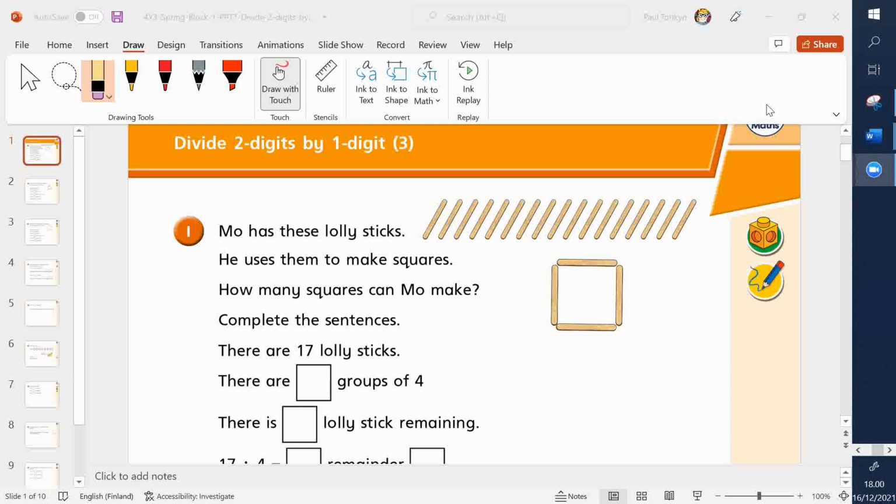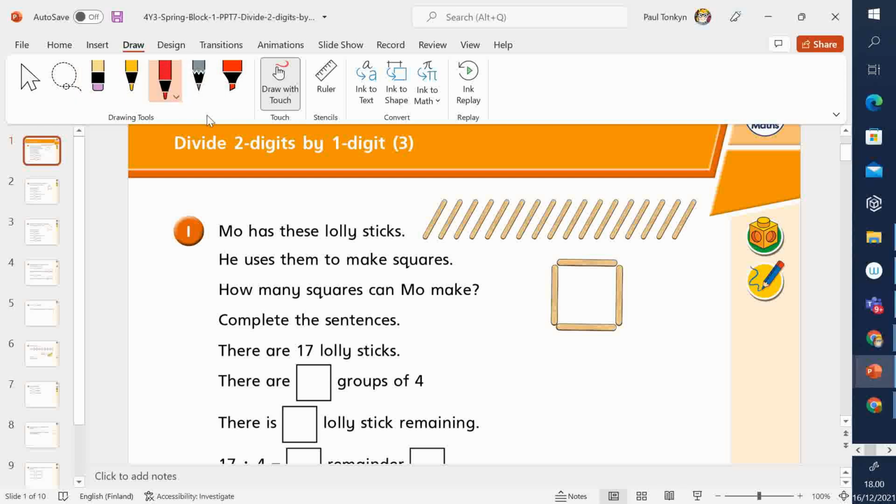And today's topic is divide 2 digits by 1 digit. This is the third part in this installment that we've been doing, so it's getting progressively more advanced. This time we're going to be looking at numbers which have remainders in them.